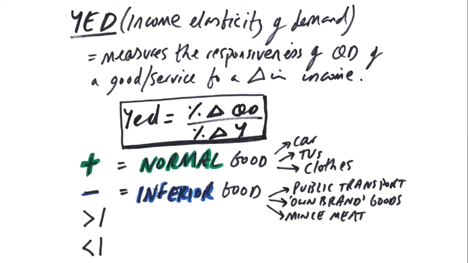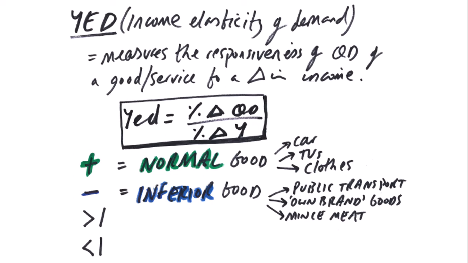So people might tend to buy more supermarket own brand products if their income goes down, whereas if their income goes up, they will buy less of them. And mincemeat is a similar example. They might, if their income rises, demand less mincemeat and move to things like fish or steak or better cuts of meat.